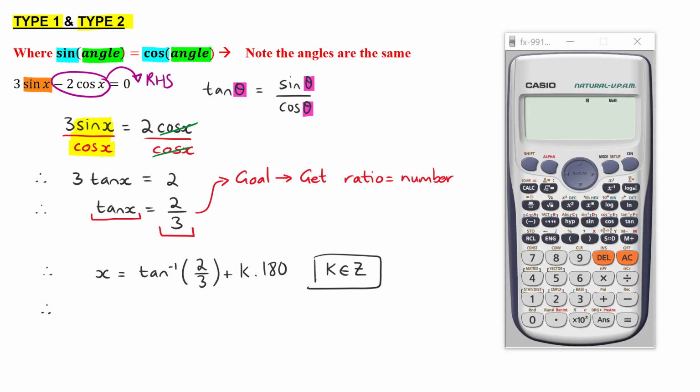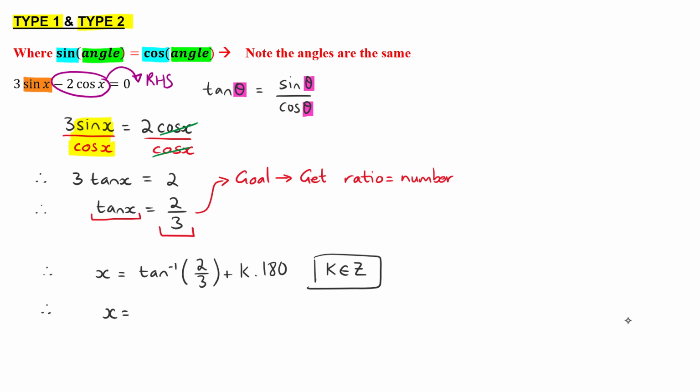If we take the inverse tan of 2 over 3, we will get 33.69. We always go to 2 decimal places. So x is equal to 33.69 plus k times 180 degrees. And that's how we do it.